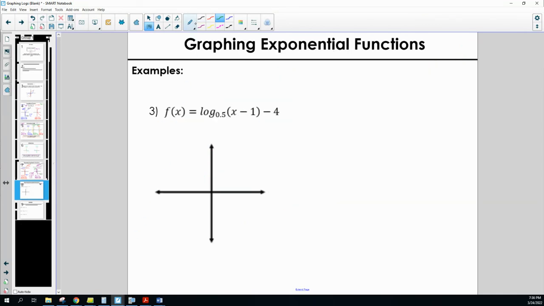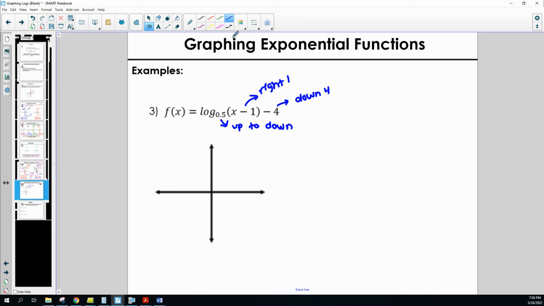Okay, we're going to do this last example. So again, first thing to do is identify the base. So here our base is 0.5. So that means that it's between 0 and 1. So this will be up to down. Okay, and then we have this minus 1 on the inside, means it's going to move right 1. And this minus 4 means it will move down 4.